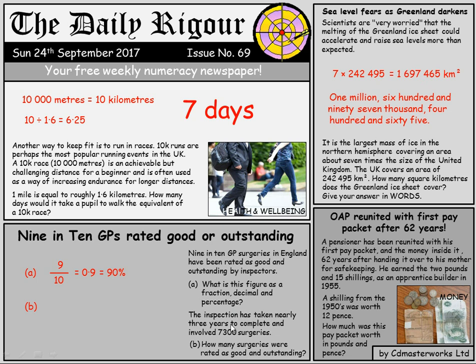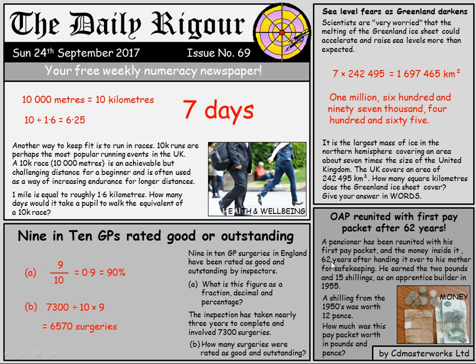The inspection has nearly taken 3 years to complete and involves 7,300 surgeries. How many of the surgeries were rated as good and outstanding? Basically we've got to work out 90% of 7,300. How do we do that? Well, we can find 10% first by dividing by 10, and then we get 90% by multiplying the 10% by 9. If we do that calculation correctly, we'd get an answer of 6,570 surgeries. So good for them.